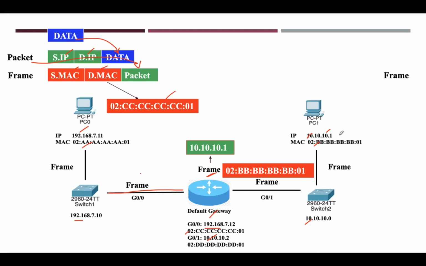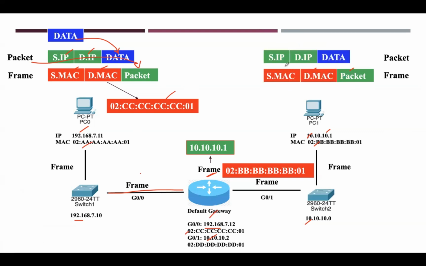Now PC1 opens the frame. It will check the destination MAC address. So the destination MAC address is its own MAC address. Now it will check the source MAC address to identify from whom the message was received. Now this PC1 opens the packet. So we know that the packet contains source IP, destination IP, and then data. So first it will check the destination IP. This destination IP is its own IP address. So now it will open the data.